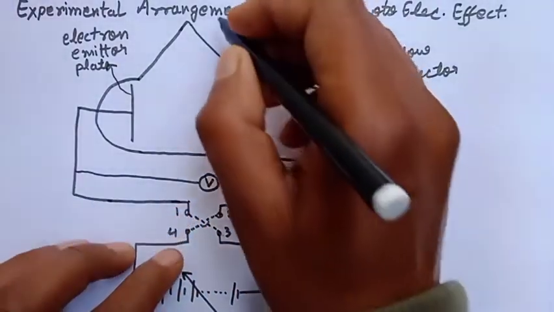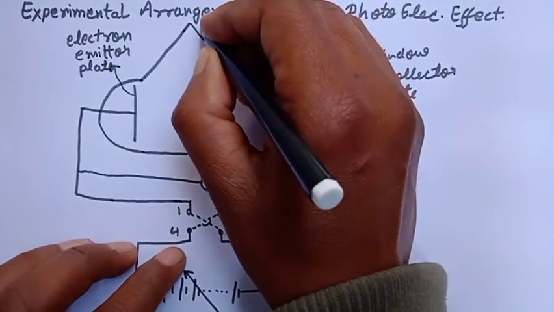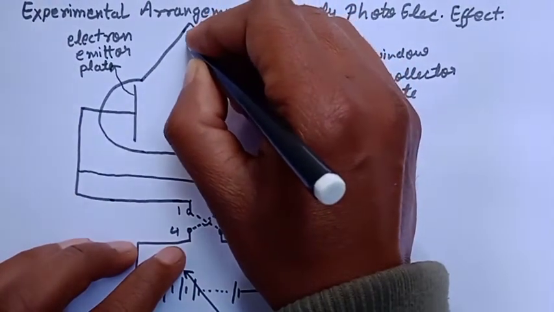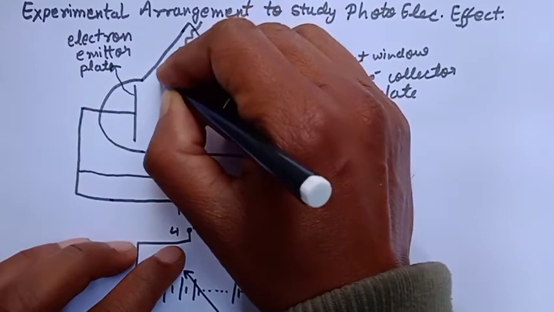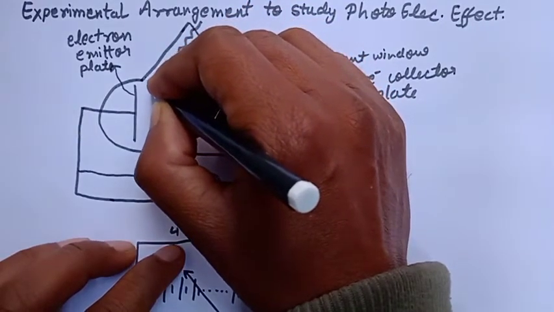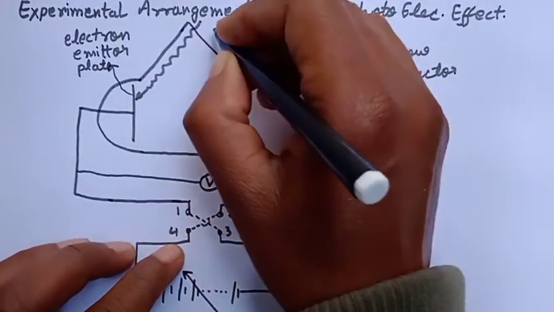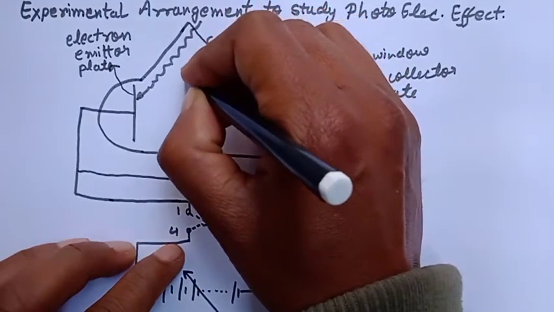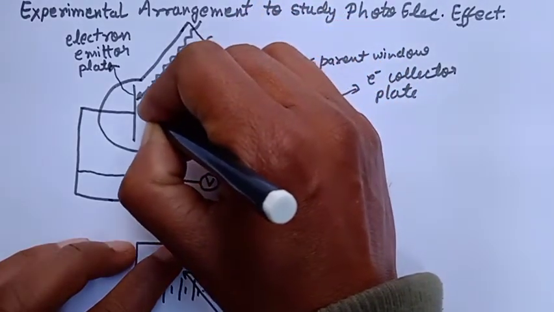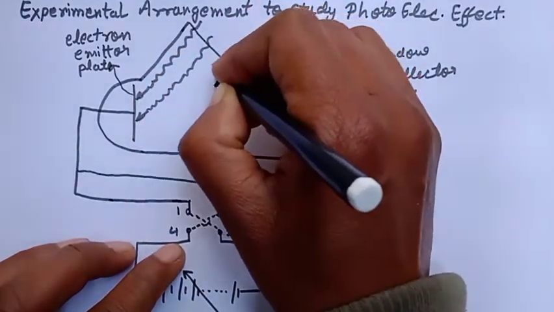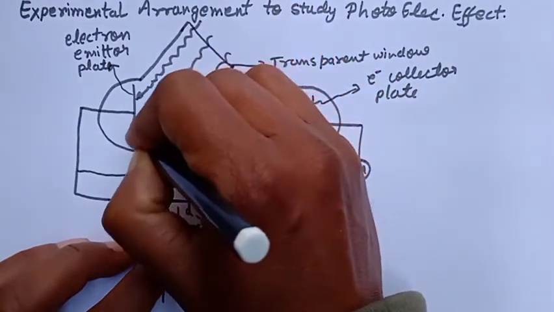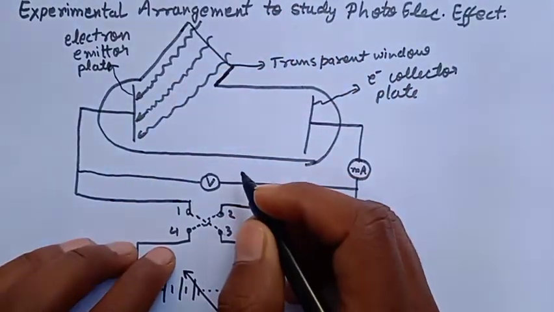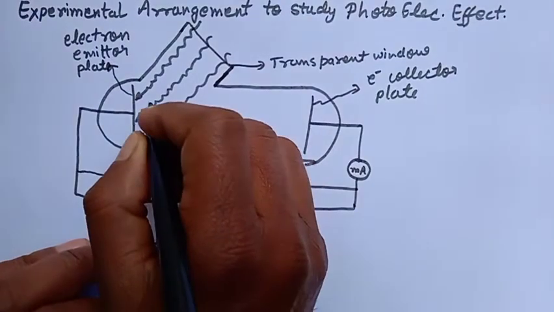Now see, when a photon which is incident on it will strike this surface, then a photoelectron will be ejected.